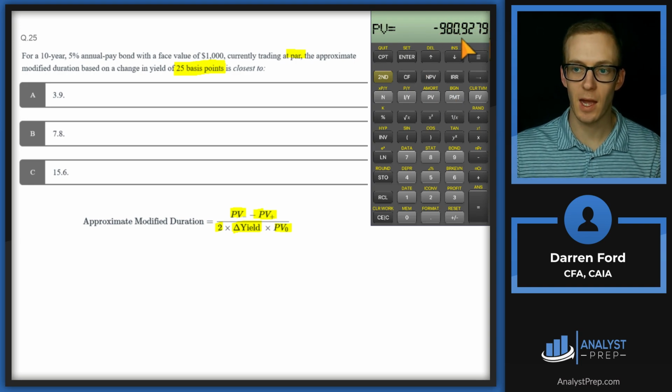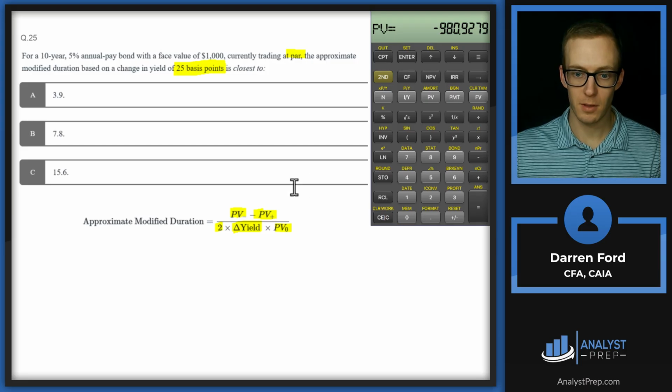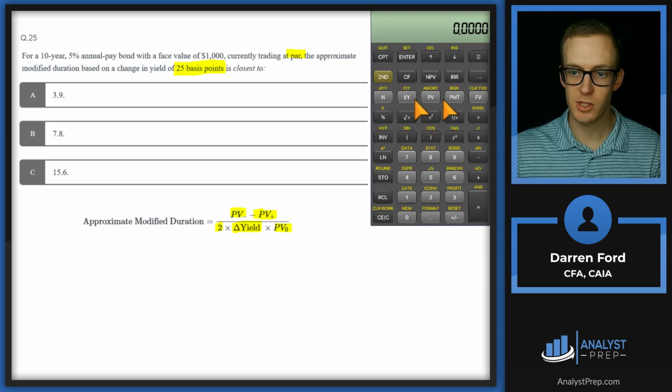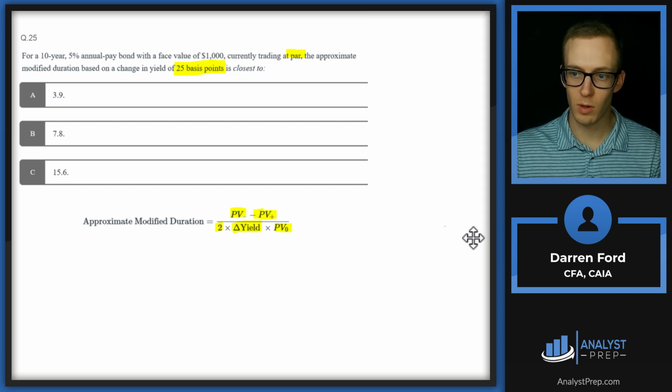So we get about 981. Write that number down, keep some decimals in there, and then we're going to use that to solve. So that's going to be our PV plus value. Then for PV minus, the only thing we need to change is our interest rate. So we're going to do 4.75 instead of 5.25, and then we'll compute present value, and we get 1,019.5409.